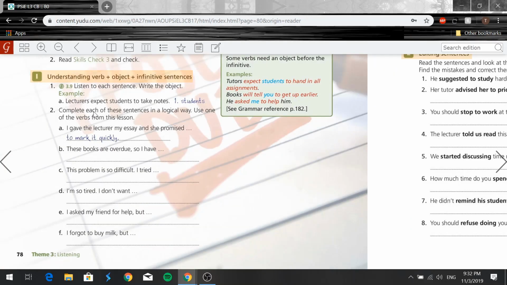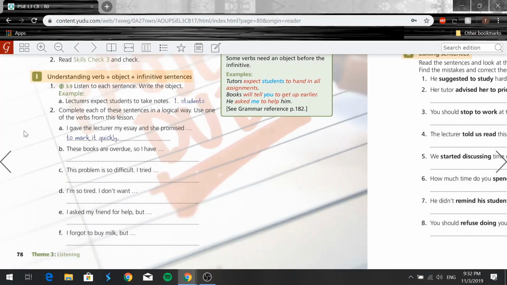Now let's move on to the second part here. We have to complete each of these sentences in a logical way. Use one of the verbs from this lesson. So we have A: I gave the lecturer my essay and she promised to mark it quickly. Now let's go to B. These books are overdue, so I have to take them back to the library today. Correct.